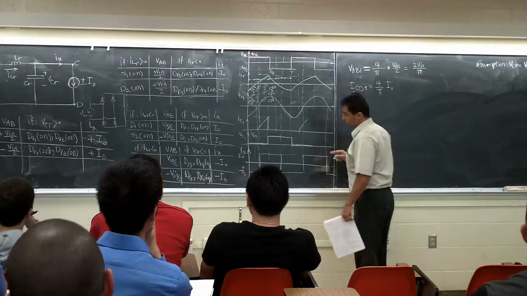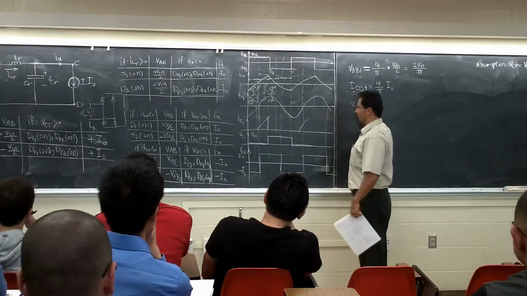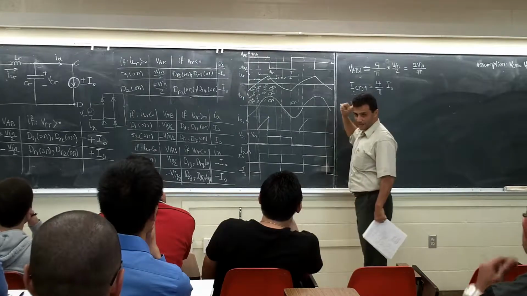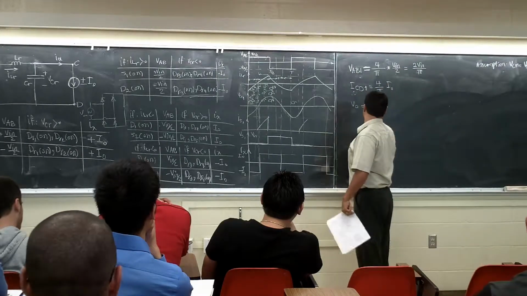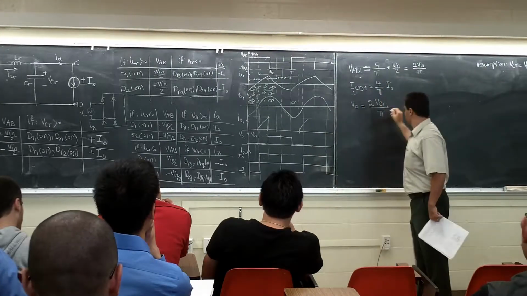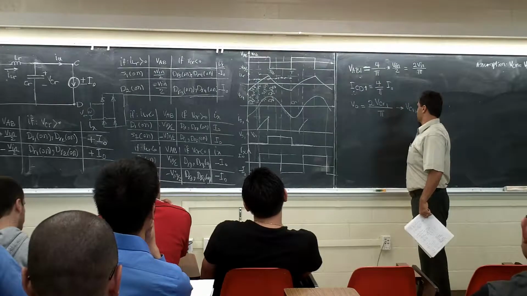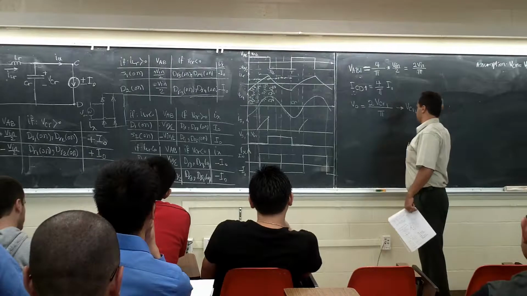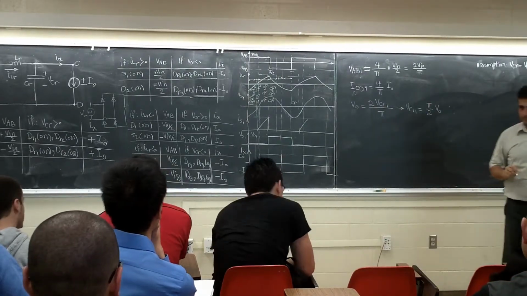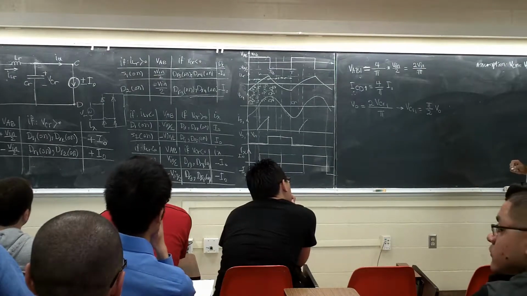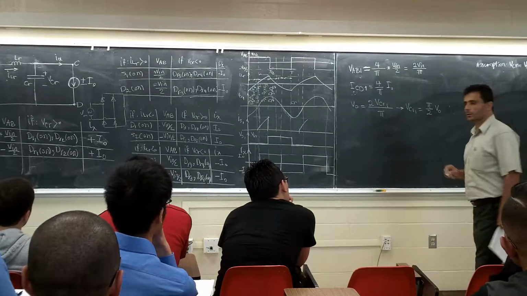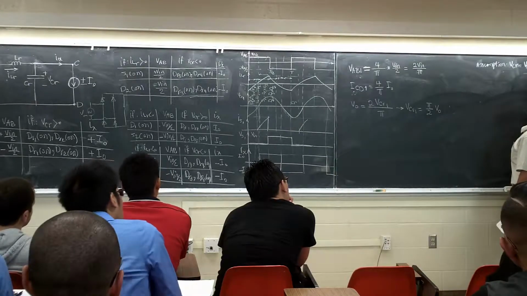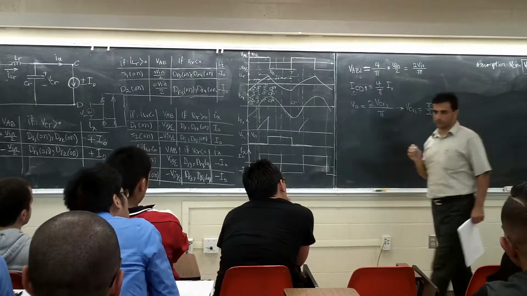So basically, V0 is equal to 2 VCR1 over pi, or VCR1 is equal to pi over 2 V0, right? Why is it equal to VCR1 and not VCR1 times sine of whatever? This is the max here. I call it the maximum value of the fundamental harmonic here, right?